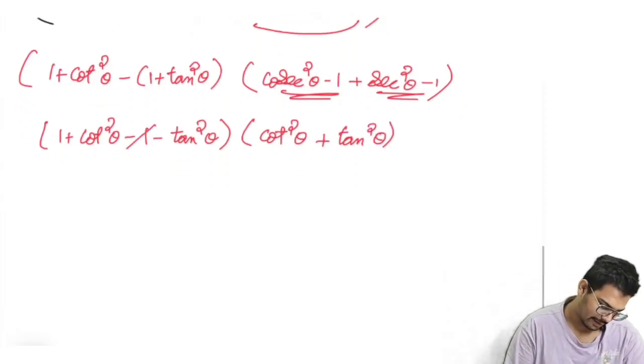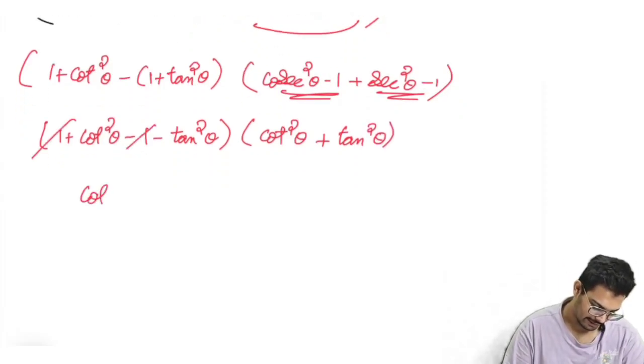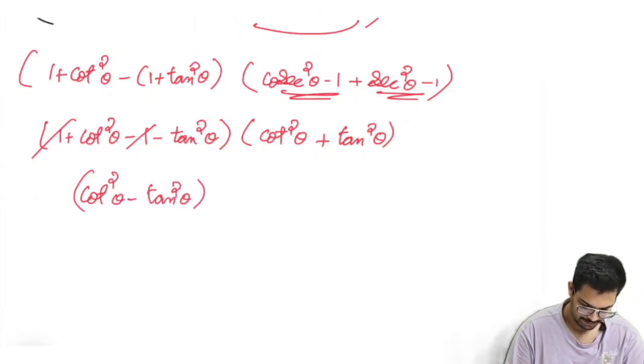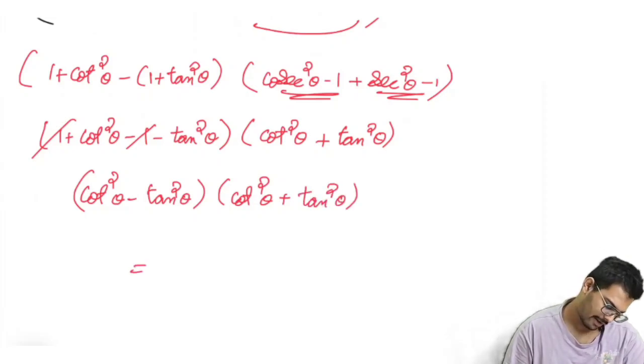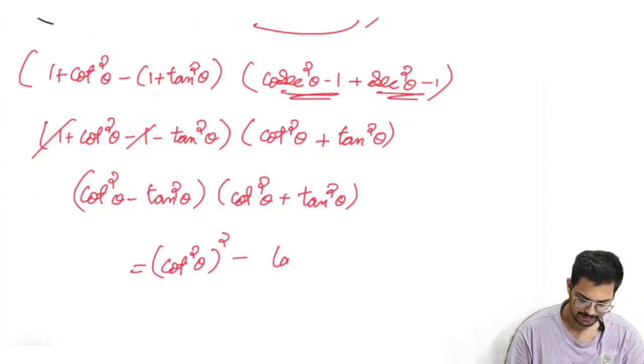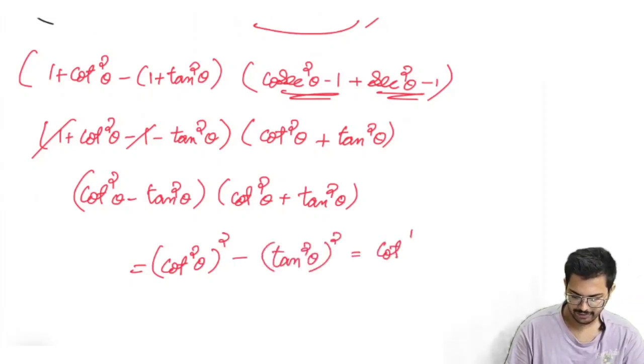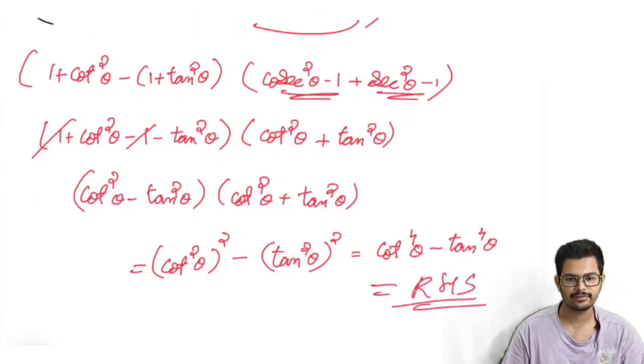Now this minus 1 and plus 1 will cancel. Then finally cot square theta minus tan square theta into cot square theta plus tan square theta. That is a minus b into a plus b will be a square minus b square, that is cot raised to 4 theta minus tan raised to 4 theta, which is equal to our right hand side.